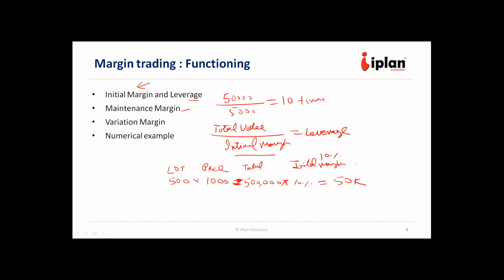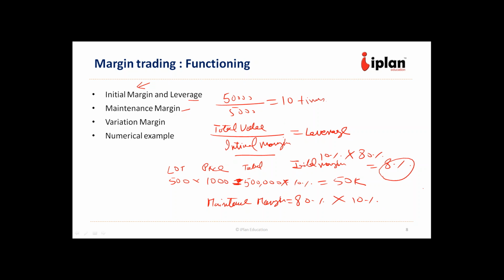So 10% is the initial margin. Now there is something called maintenance margin. Let's suppose the maintenance margin is 80%. 80% of what? Of the 10% initial margin. So the maintenance margin is 8% in this case. Which means if you have a loss of 2%, you may get a margin call. That is your maintenance margin level.